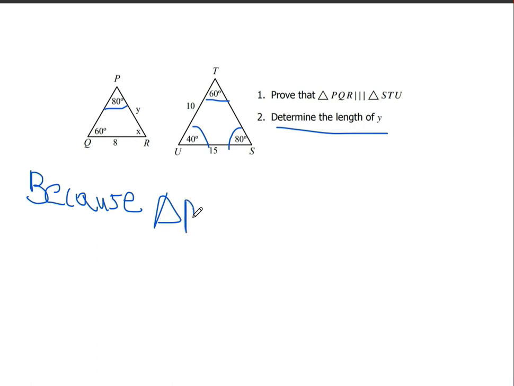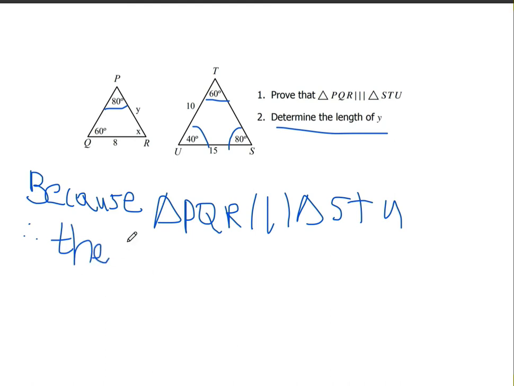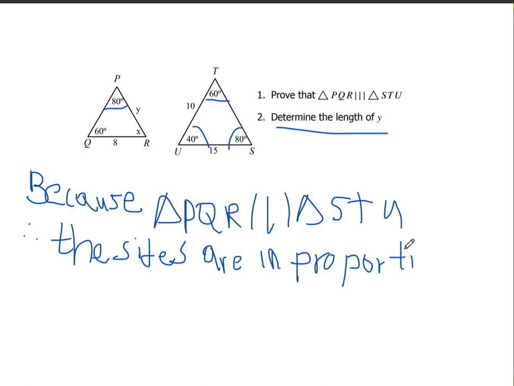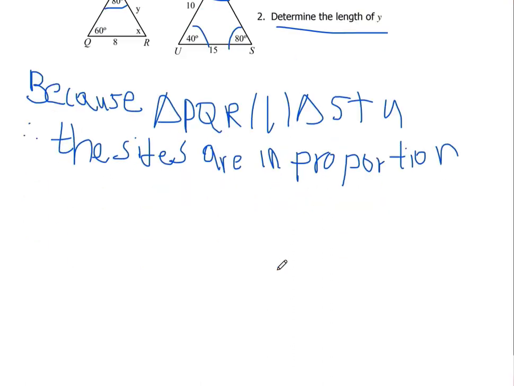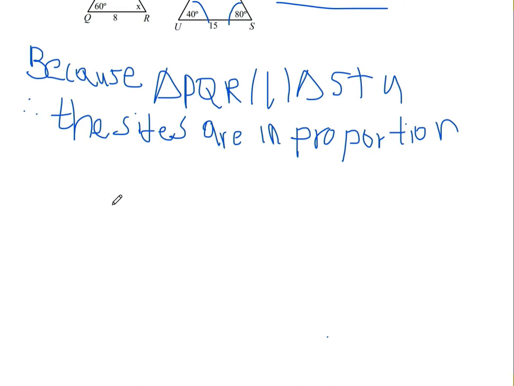Because triangle PQR is similar to triangle STU, therefore the sides are in proportion. And obviously these are going to be corresponding sides, right? Corresponding sides are in proportion. That's that. But you can write it just like this, yes. And then what do you do now?